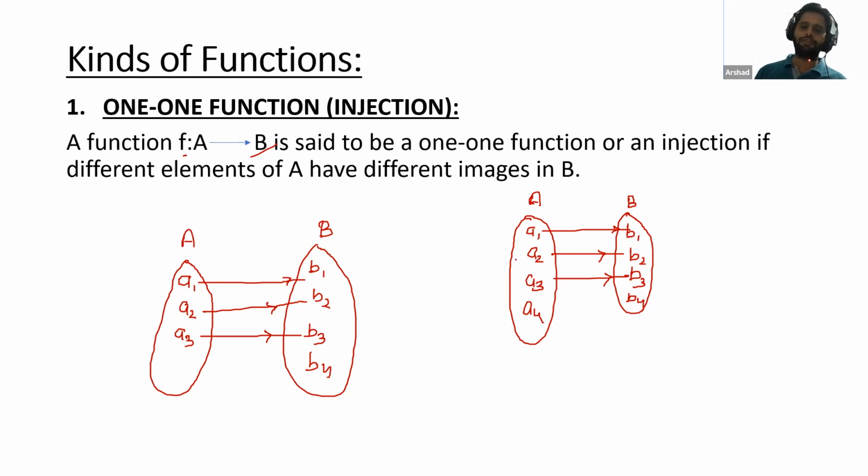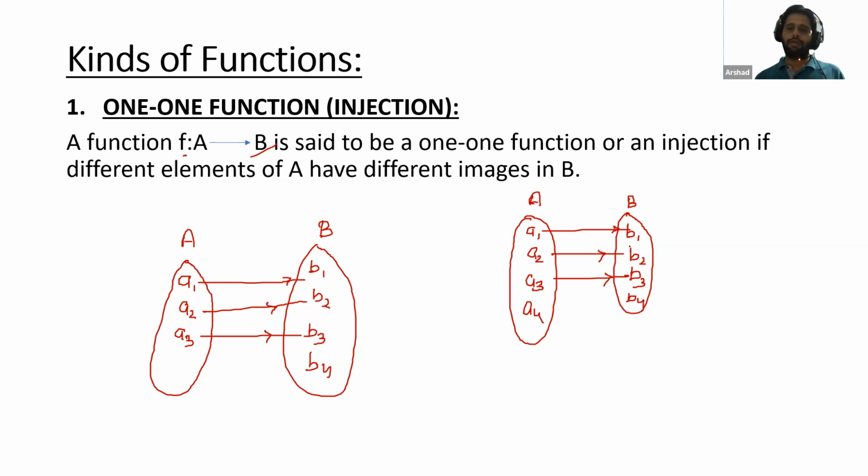If you check this case, A4 is not related with B4, so this is not a function. A4 is not related with B4. If this is not a function, that's why it can't be a one-one function.